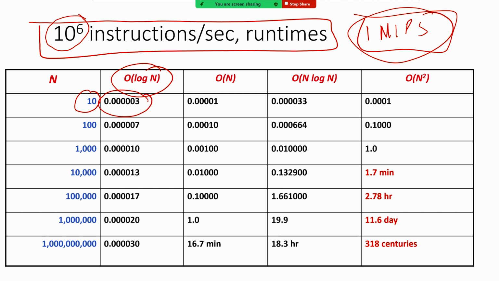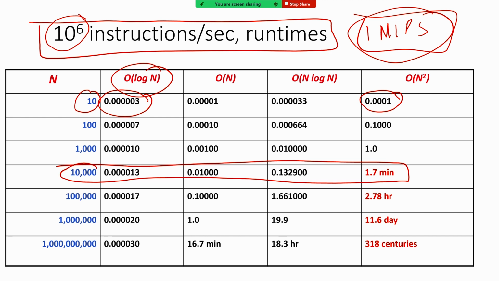If you're running n squared, this is the amount of time it takes. This is what we've plotted, right? So if you do 10,000, it's still about 1.7 minutes. It's only when you run it for 100,000 n that you find out that n squared is a challenge, is a problem.